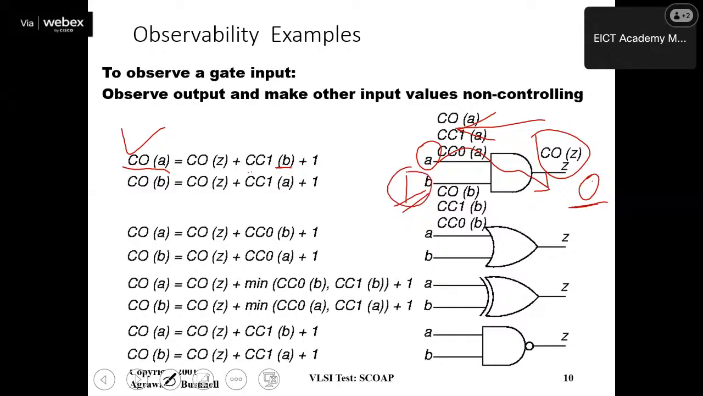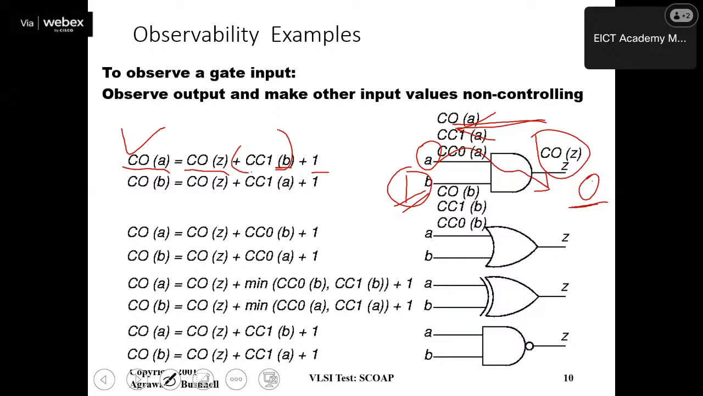Controlling that value to 1 is CC1. CC1 of B plus 1, because there is a level change from output to input. So this is CC1 of B plus 1 plus CO of Z. It was having some observability offered at output, and that has to be added with this particular CC1 of B plus 1 because of the level change.